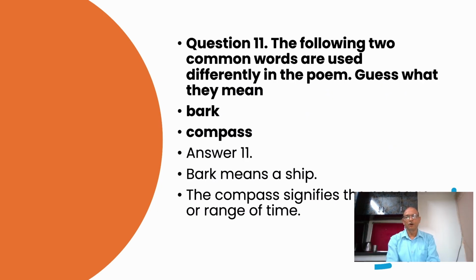The following two common words are used differently in the poem. Guess what they are? Bark and compass. Bark means a ship, and compass signifies the passage or range of time.